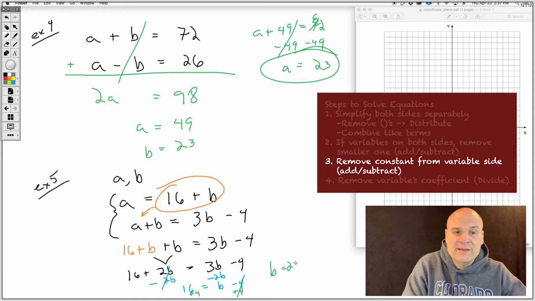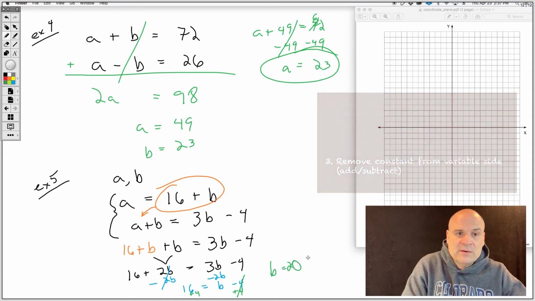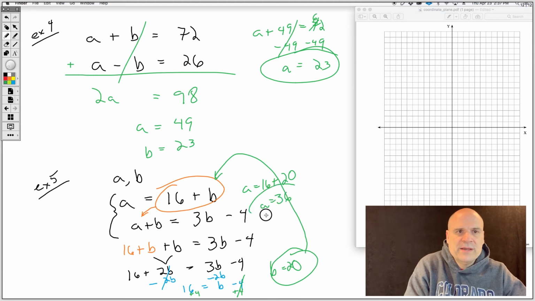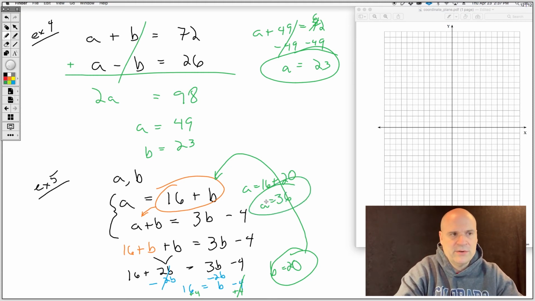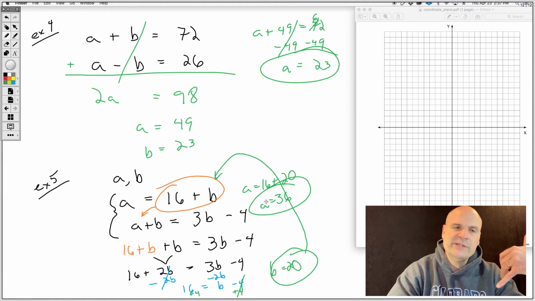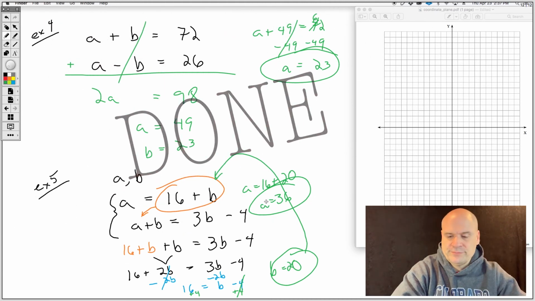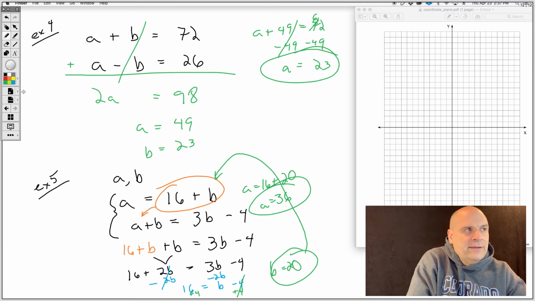B equals 20. So if B equals 20, what does A equal? Well, A equals 16 plus whatever B is, 20. So A equals 36. All right, now let's see if this works in the other equation. When added together, 56, the result is 4 less than 3 times the smallest number. So 3 times the smaller number is 60, right? 3 times 20 is 60. What's 4 less than 60? 56. It works. Boom.